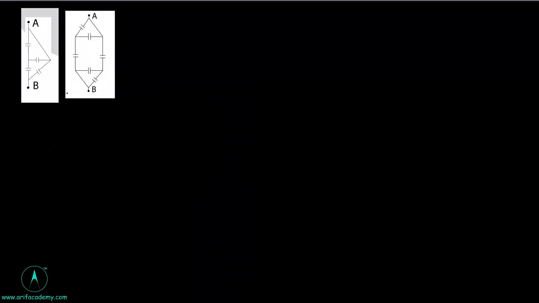I will take the first circuit here. I am going to redraw the circuit. So the first one is like this. This is point A and this is point B, between which we have to find the equivalent capacitance. All the capacitors in the problem have the same capacitance C.